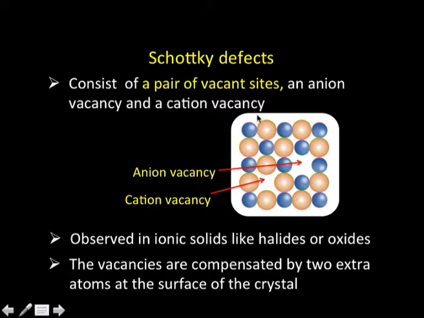So, these two atoms will be found somewhere over there. That means the overall stoichiometry does not change. The only thing is some sites in the lattice are unoccupied. So, they are vacant sites, and some of them happen to be anion, some of them happen to be cation vacancies, and the two will be equal.